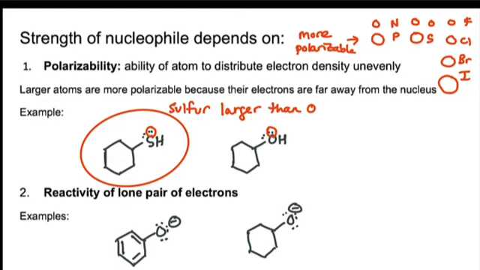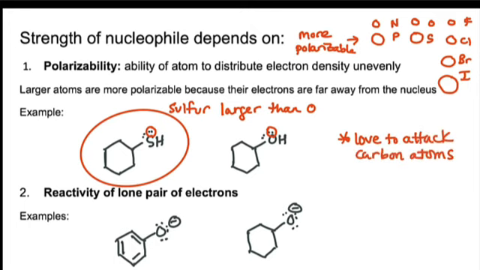So these are comparisons within one column of the periodic table. As you move down the column, the atom size is larger and the atom becomes more polarizable. Another definition, by the way, of nucleophile, that we'll encounter later on as we are distinguishing between different types of reactions, is that nucleophiles love to attack carbons.